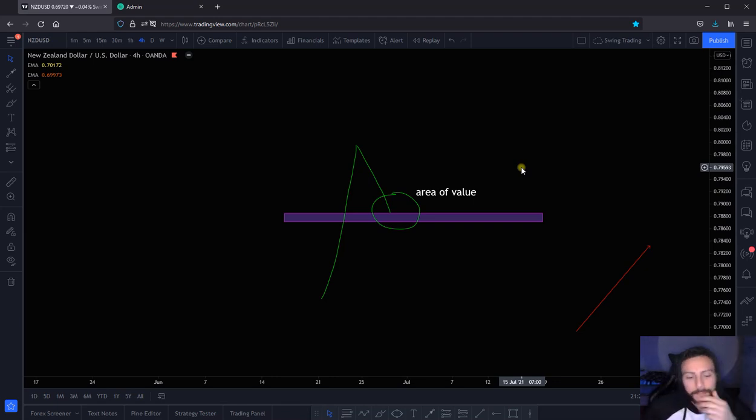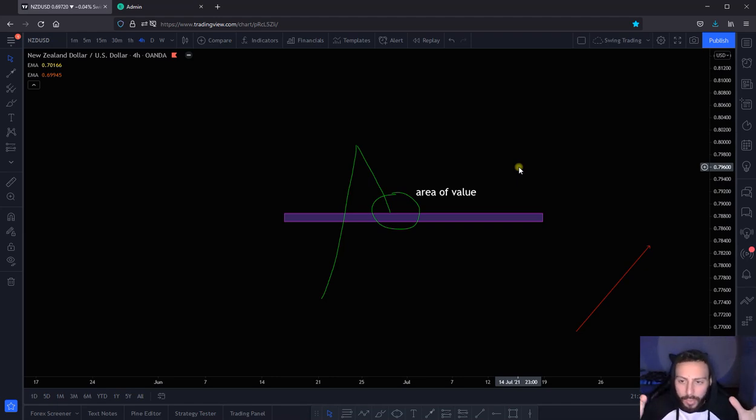Now, what makes an area of value stronger? This is what we call confluence. Confluence in trading is when you have more reasons to make a decision. You've got more reasons to buy, more reasons to sell, and you have all these different options to find confluences in. You could find a trend line, a support level, a break and retest, follow the trend. These are all reasons for you to take the trade.